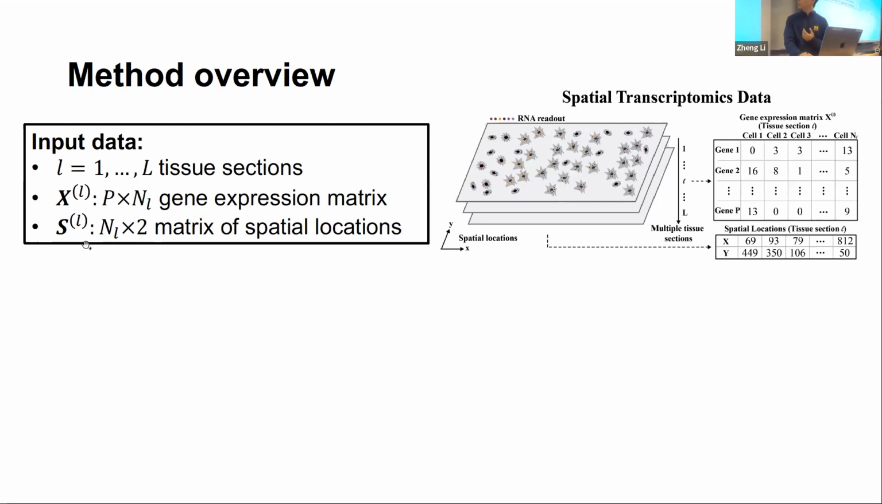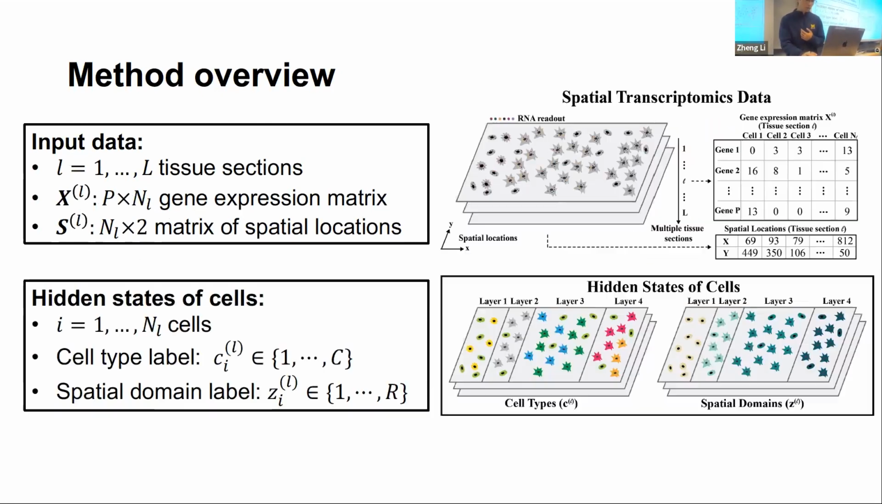And in addition to these 2 input matrices, we also assume that cells have 2 hidden states. Each cell has a cell type label c_il, and also a spatial domain label z_il. And the goal of our method is really to use these 2 input data to infer these 2 hidden states of cells.